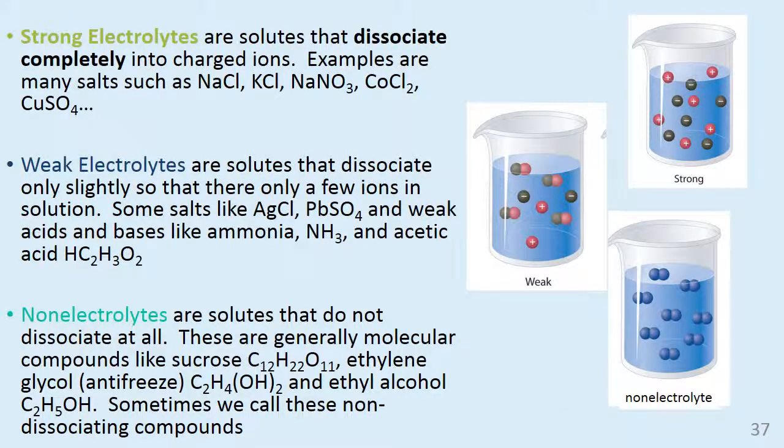So a strong electrolyte is one where the solute dissociates completely, and some examples of that are NaCl salt or KCl, some of the stronger NaNO3, CaCl2, etc. A weak electrolyte is a solute that will only dissociate a little bit. So some of the salts like AgCl, PbSO4, things that actually precipitate, will dissolve just a little bit, and they'll be a weak electrolyte.